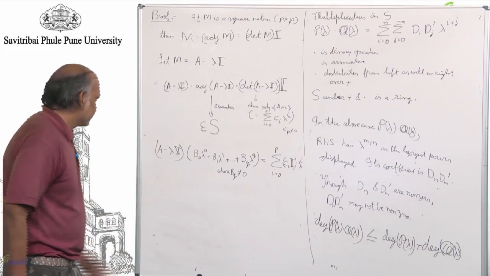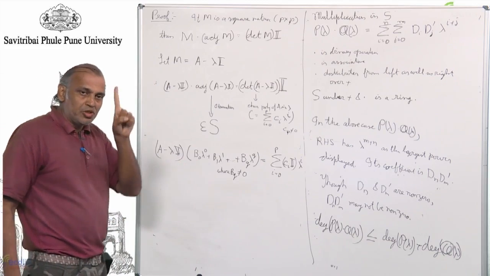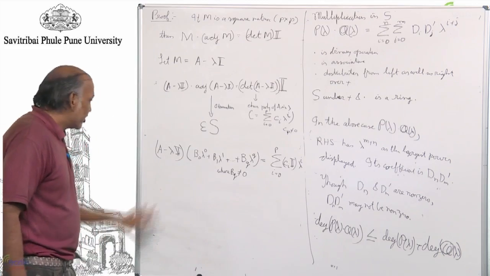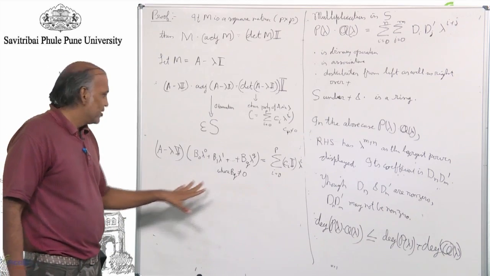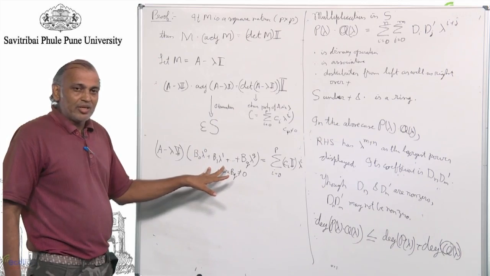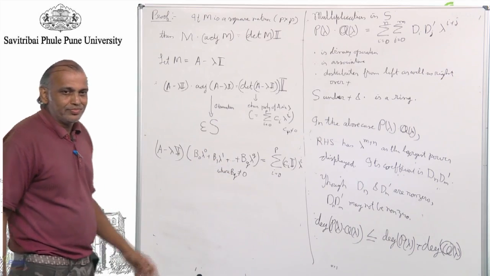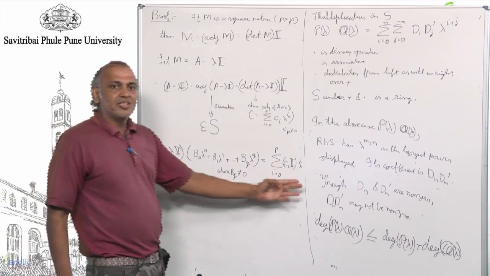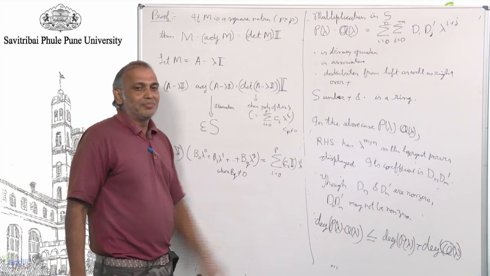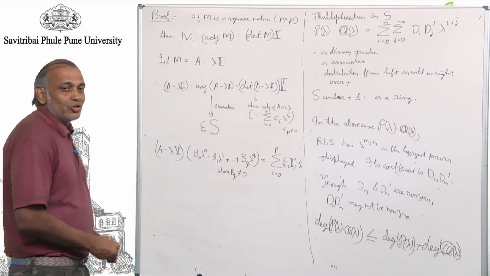What is there on the left? The degree of this polynomial is 1. So the degree of this p of lambda is 1. The degree of this Q of lambda, capital Q of lambda, is small q. And the degree of this is small p. Okay. So we have the result.